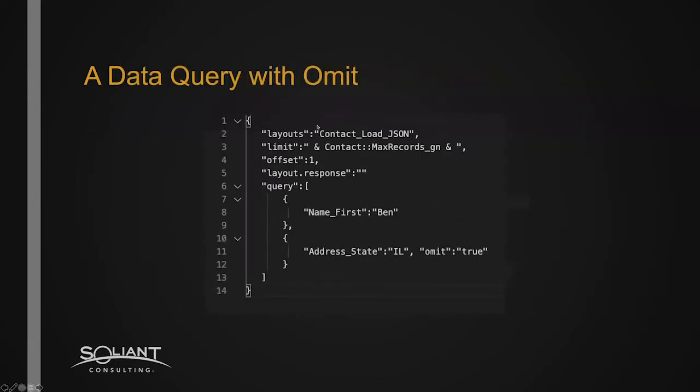You can do these with omits too. So in this query, I'm looking for anybody whose first name is Ben, but they don't live in Illinois. So I do a second element with the omit, just like a new record request and a find.